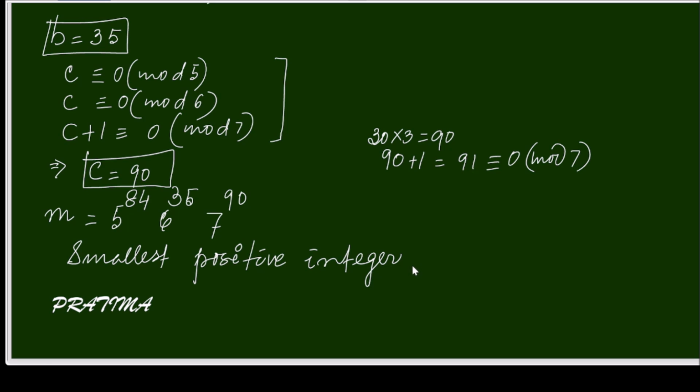Where 5 times m is a fifth power, 6 times m is a sixth power, and 7 times m is a seventh power.